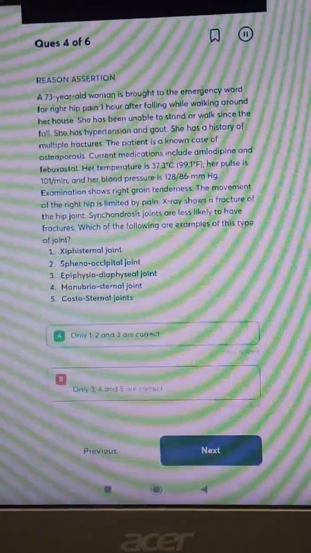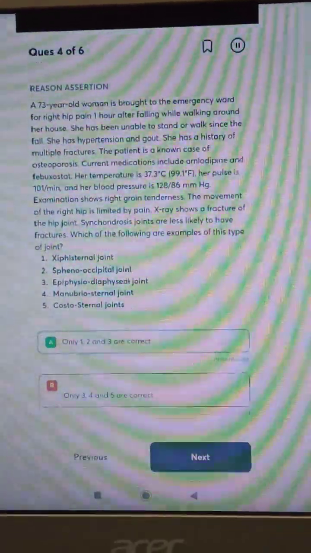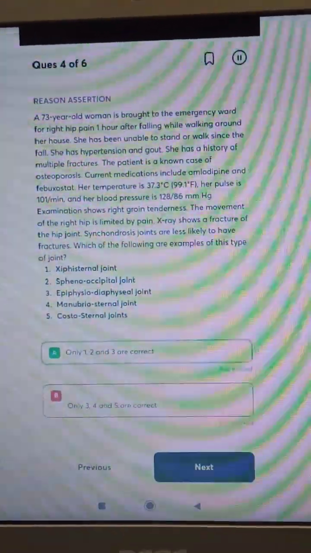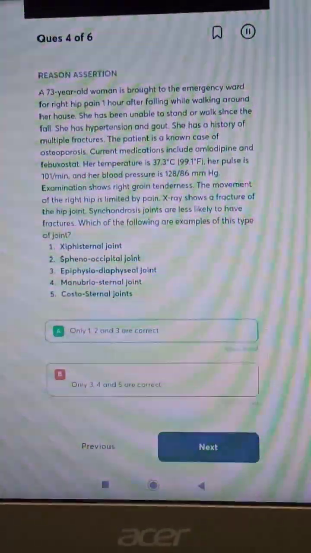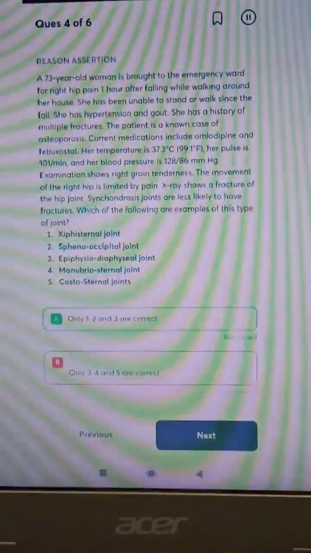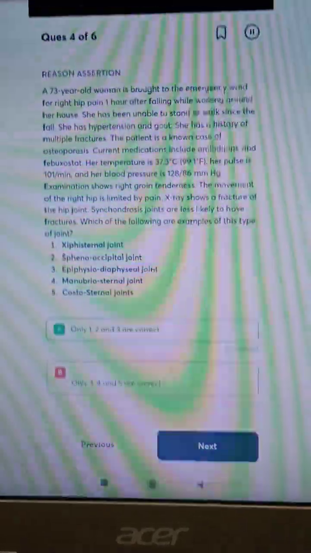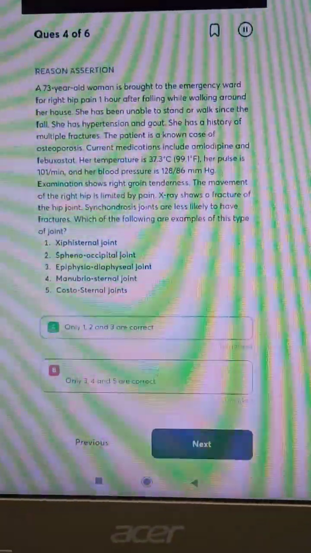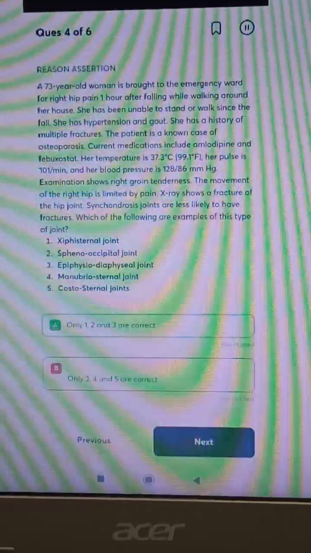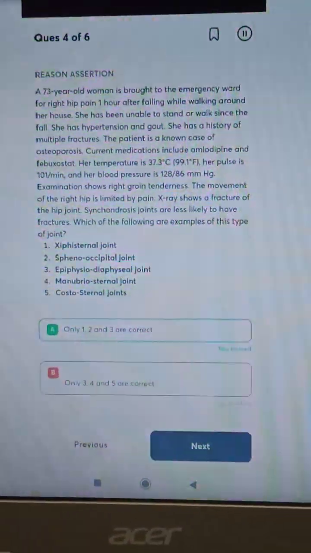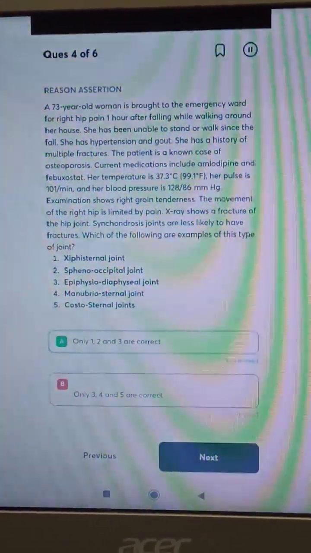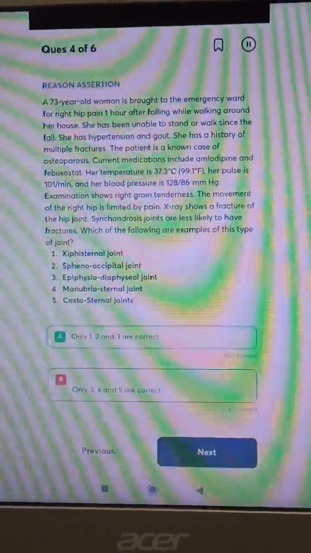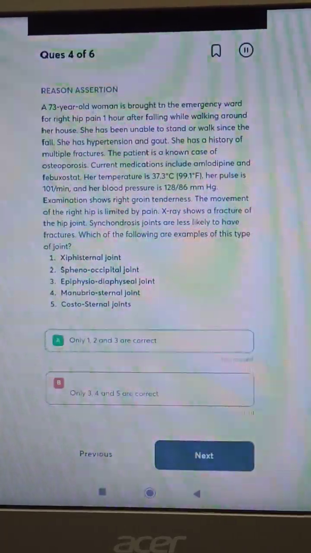Examination shows right groin tenderness. The movement of the right hip is limited by pain. X-ray shows a fracture of the hip joint. Synchondrosis joints are less likely to have fractures. Synchondrosis joints are nothing but primary cartilaginous joints, which actually do not show fractures in X-ray. Which of the following are examples of this type of joint?